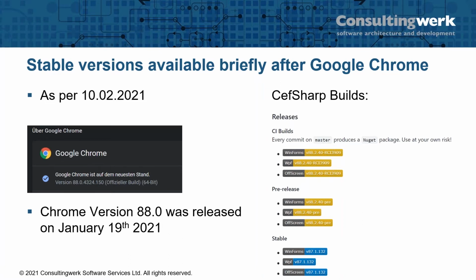But there were pre-releases also based on the version 88 code base and nightly builds that are also based on that. So we can decide to be very, very up to date with Google Chrome so that we're not missing any features that we need.